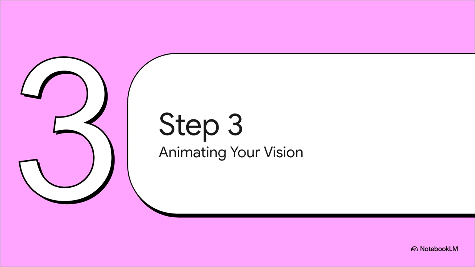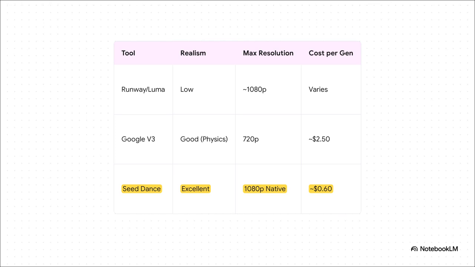This is where we bring it all to life, and believe me, the tool we choose here is absolutely critical. This chart pretty much tells you everything you need to know. You look at the big players, you see the compromises. Runway and Luma can look pretty muddy. Google's new V3 model has some amazing physics, but it's stuck at 720p, which is a deal breaker. But then, look at Seedance. It nails all 3. The realism is excellent, it's native 1080p, and it costs about 60 cents a pop. For this workflow, it's a no-brainer.